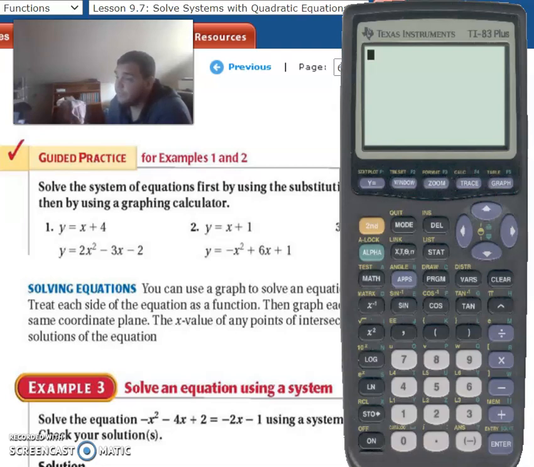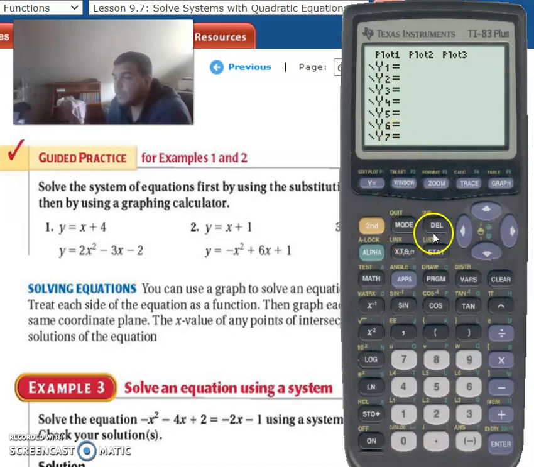So why don't we go through this? We're going to do number 1 over here, and we're going to do that with the calculator. First, we're going to learn how to graph on the calculator. To graph on the calculator, we click y equals. You can see there's y1, y2, y3. You could have up to 10 equations.